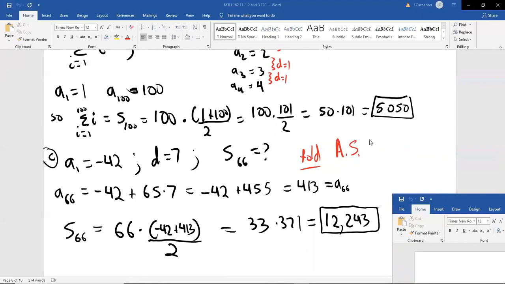Arithmetic sequences are awesome. They're seen all over the world. They're seen in math, all over the place. Obviously, that's what I meant by all over the world. But they are not the end-all be-all.